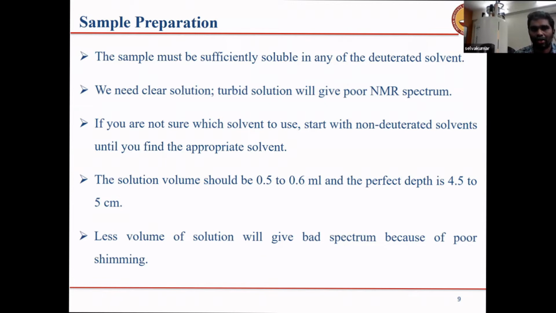If you are not sure which solvent to use, start with a non-deuterated solvent until you find the appropriate solvent, because deuterated solvents are very expensive. The solution volume should be 0.5 to 0.6 ml, and the perfect depth is 4.5 to 5 centimeters. If it's not, we won't get proper shimming. Less volume of solution will give a bad spectrum because of bad shimming. Similarly, high volume will also give bad shimming. So that's why we need to make our solution 0.5 to 0.6 ml.